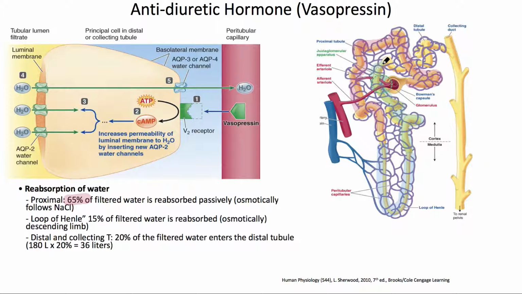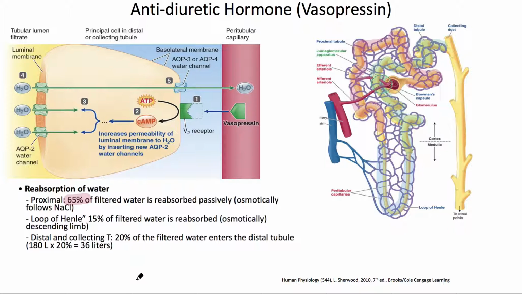Now, we'll look at the next region, which is the distal and collecting tubules. Now, these areas generally are not permeable to water, except for in the case of vasopressin. So vasopressin is able to act on these V2 receptors, and these V2 receptors are able to recruit more aquaporins. So these aquaporins, in turn, allow water to flow in through the cellular lining of the tubules, and back out into the peritubular capillaries.